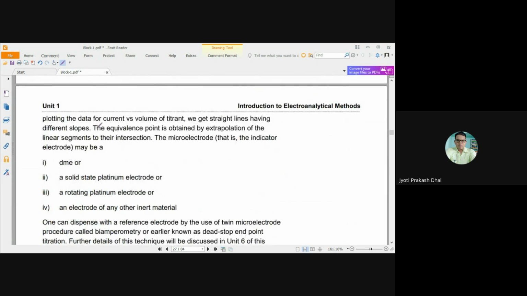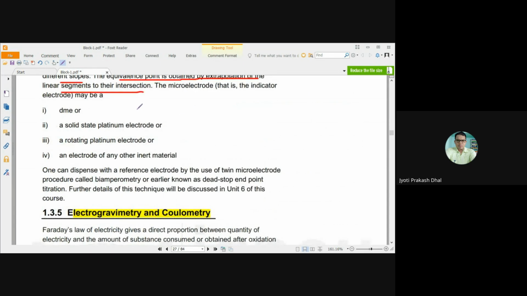On plotting the data for current versus volume of titrant, we get straight lines having different slopes. The equivalence point is obtained by extrapolating the linear segments to their intersection. The microelectrode may be a DME, a solid-state platinum electrode, a rotating platinum electrode, or an electrode of any other inert material.